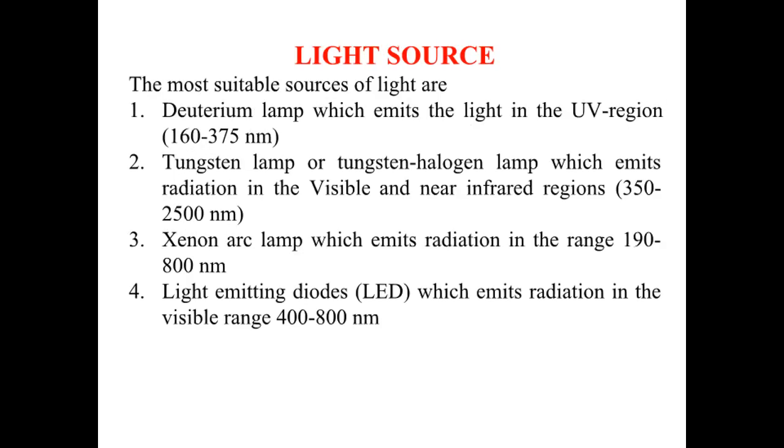Light source. The most suitable sources of light are the deuterium lamp, which emits light in the UV region, 160 to 375 nanometers; the tungsten lamp or tungsten halogen lamp, which emits radiation in the visible and near infrared regions, 350 to 2500 nanometers; the xenon arc lamp, which emits radiation in the range 190 to 800 nanometers; and light-emitting diodes, LED, which emit radiation in the visible range 400 to 800 nanometers.